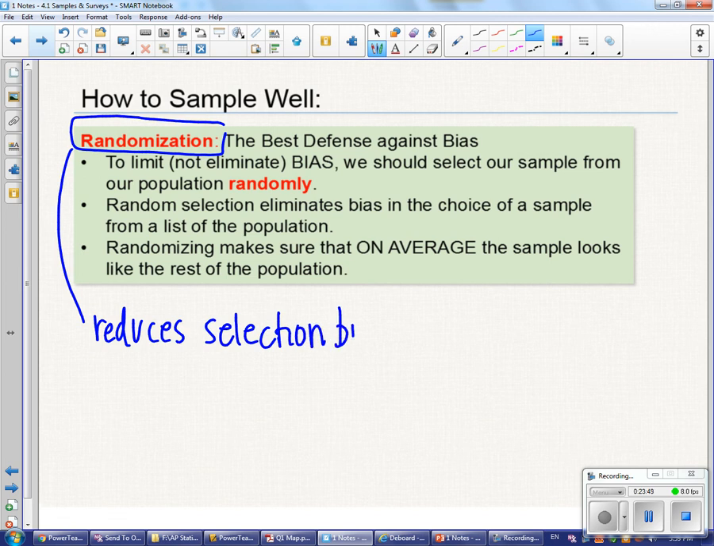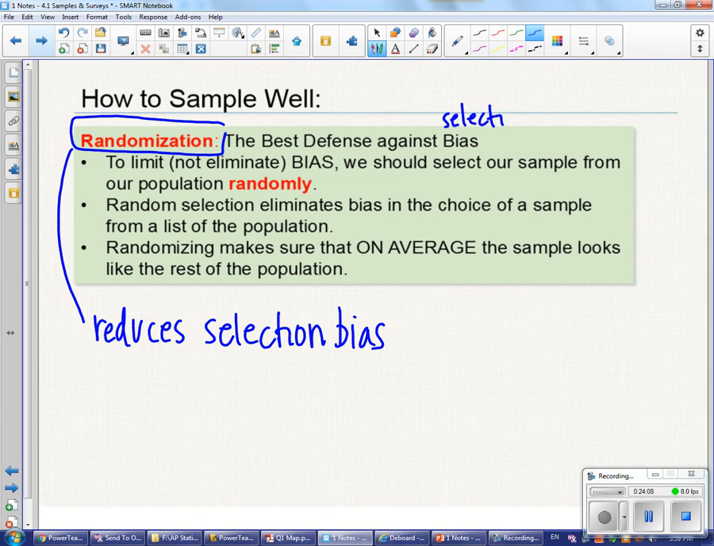Because remember, we want a representative sample. And one way to do that is through randomization. But in order to be random, I have to be able to articulate everybody in the population, and that's not always an easy thing. So randomization is the best defense, again, against selection bias.